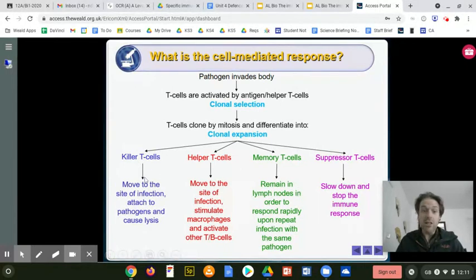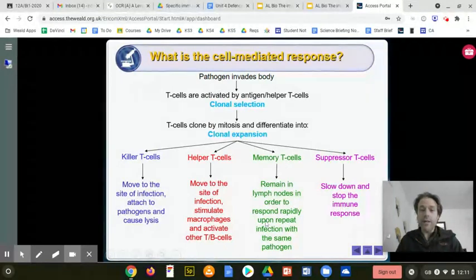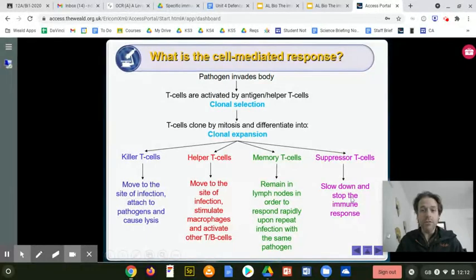So T killer cells actually attach to pathogens and destroy them. T helper cells move to the site of infection, but then release cell signaling molecules and chemical messengers to stimulate and activate other T and B cells. T memory cells form, which will then remain in very low numbers, but they will remain in the body to effectively prevent reinfection. And then your T suppressor cells help to slow down and regulate the immune response, and slow down this clonal expansion once the infection is under control. So you need to know the 4 types of T cells and what they do.